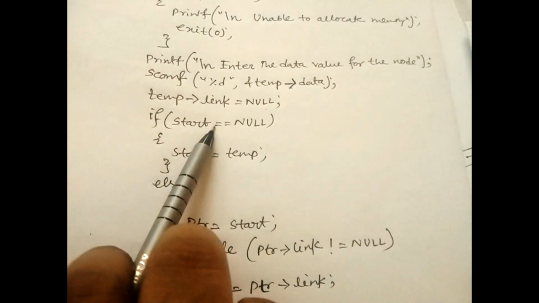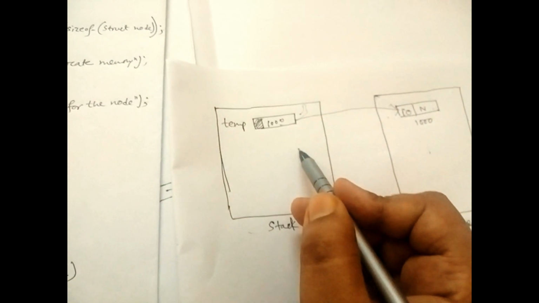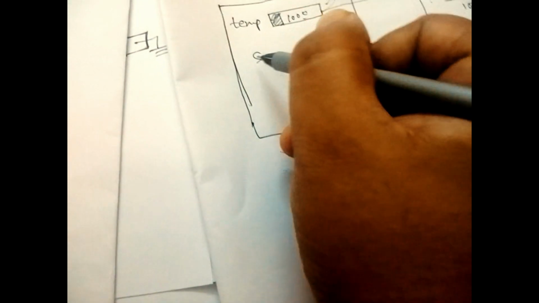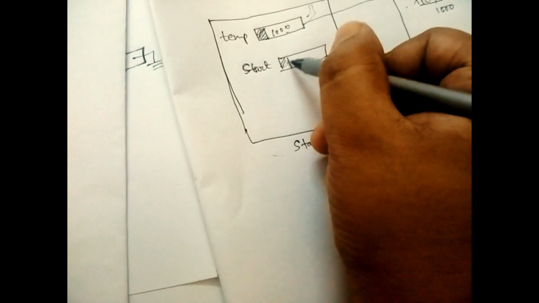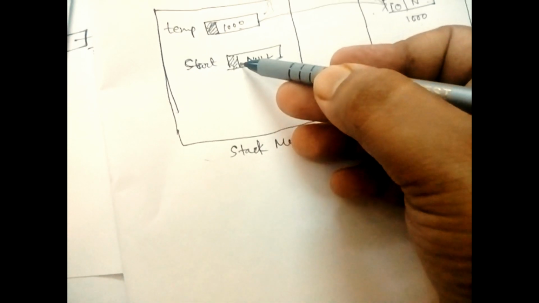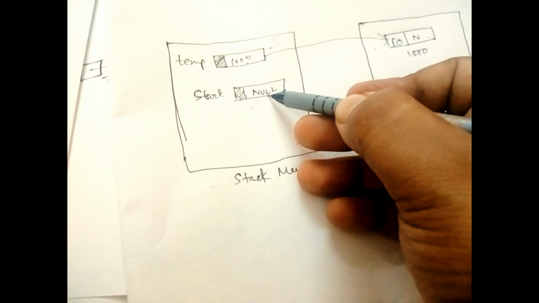Clear? Now check if start equal to null. If start equal to null, then start equal to temp. Okay, look at that. The start variable also resides in the stack section because it has been declared as a local variable, and the value of start is initialized with null. So start resides in stack memory. Clear? And initially the value of start is null. Okay, because the list is empty, so the value of start is null.